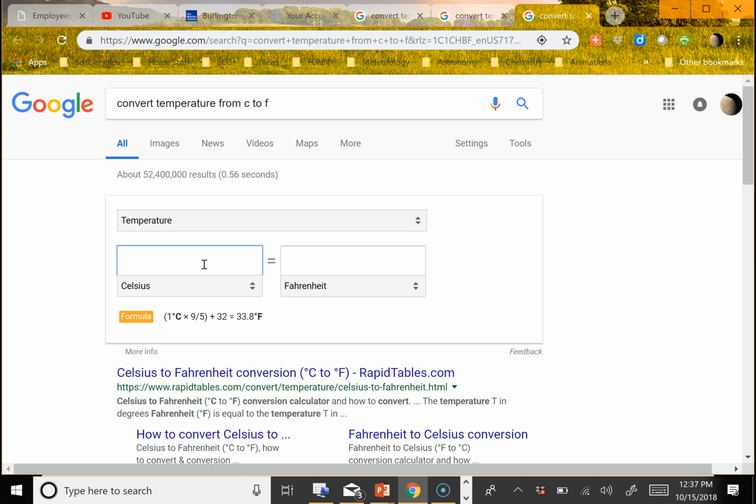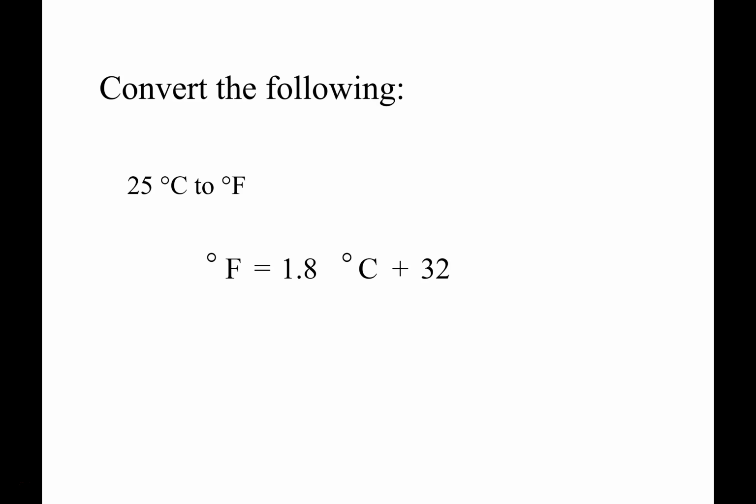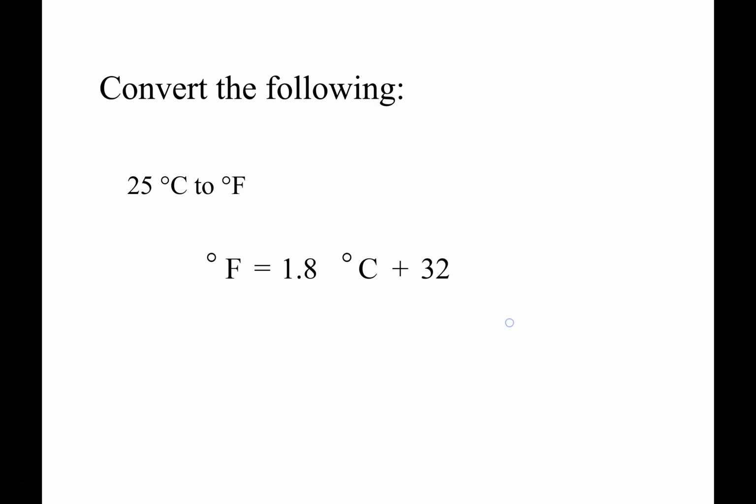What is negative 40 Celsius? Negative 40 Fahrenheit. Let's put negative 273. Okay, ooh, let's put negative 300. Wow. Well, see, you just can't do it. Negative 300 is colder than absolute zero. Silly Google. So anyway, I've got some examples. Oh, by the way, the 1.8 that you see in the equation and the 32 actually are exact.